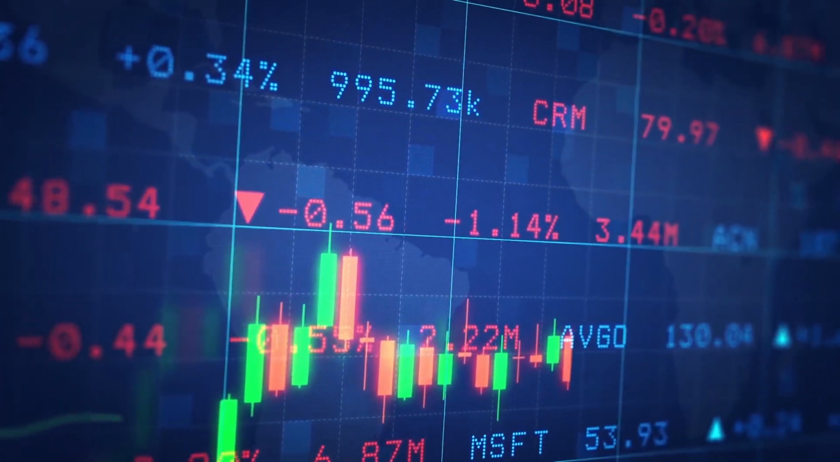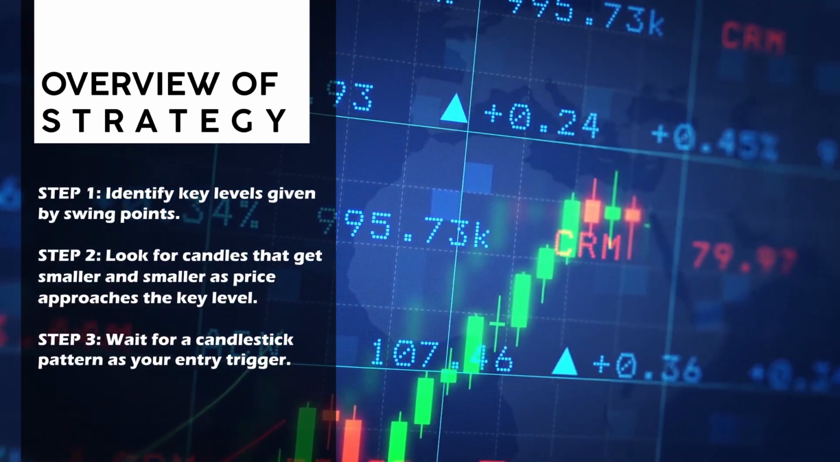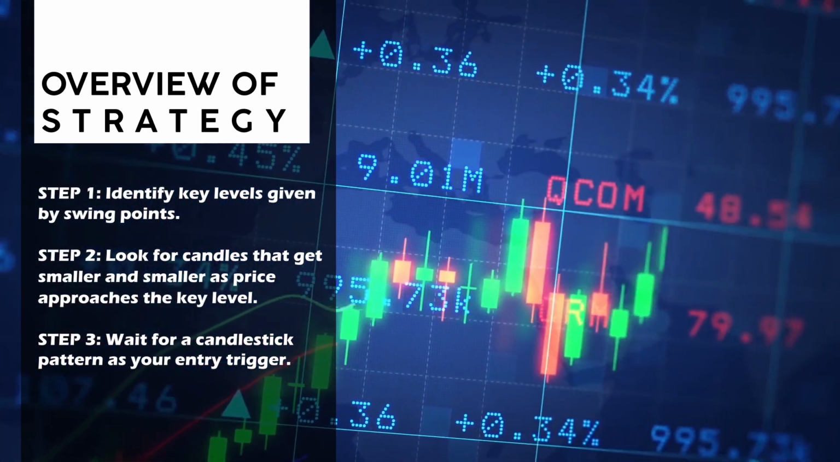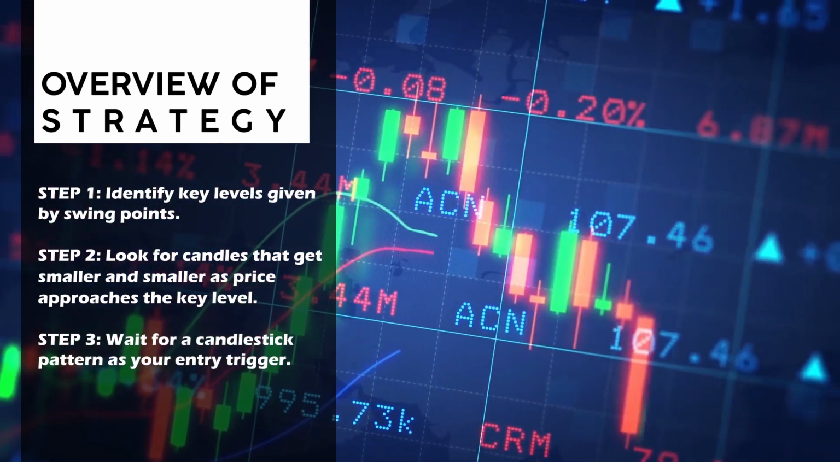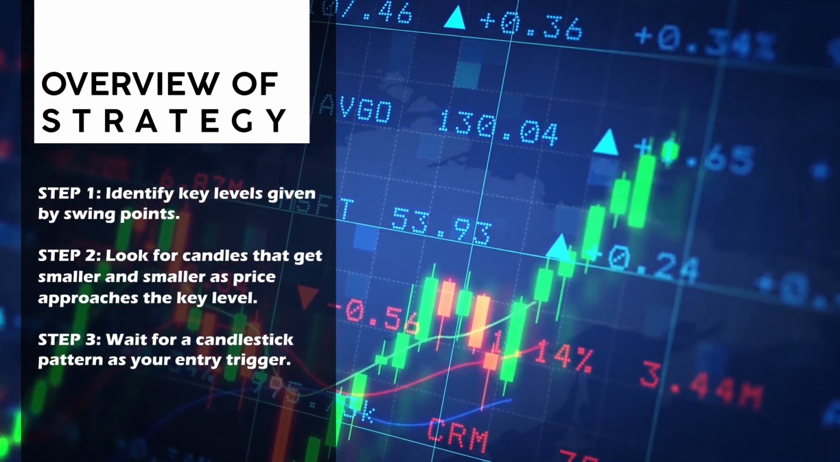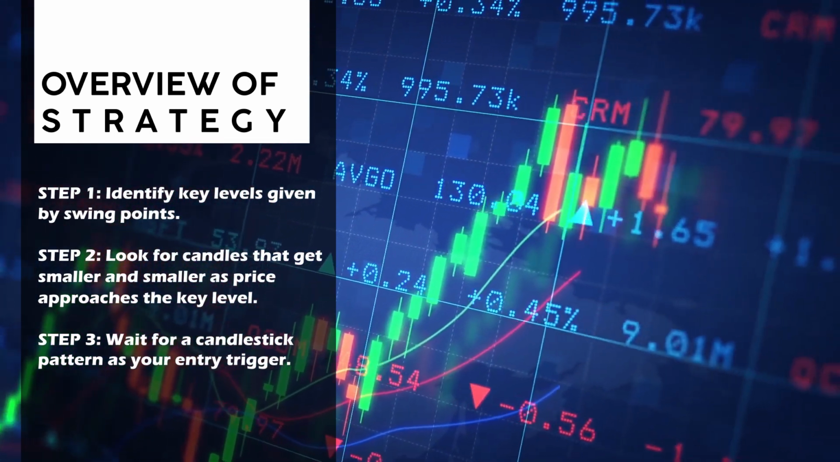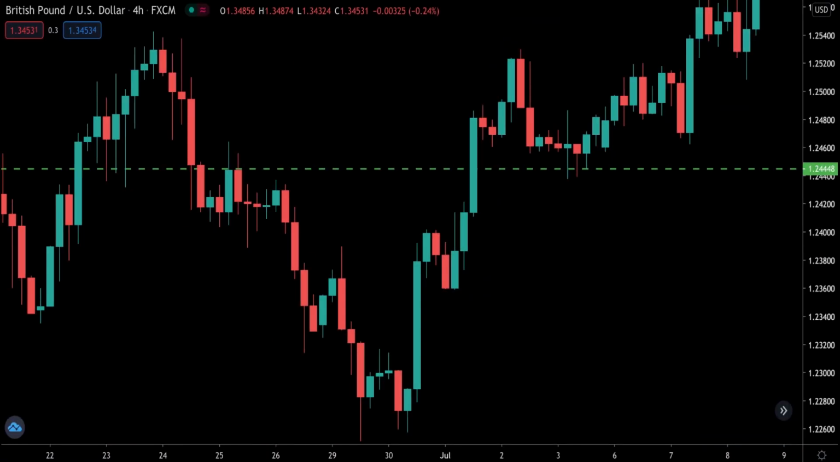Here's an example of this strategy. Step number 1. Identify key levels given by swing points. Step number 2. Look for candles that get smaller and smaller as price approaches the key level. And step number 3. Wait for a candlestick pattern as your entry trigger. Now let's take a look at an example.